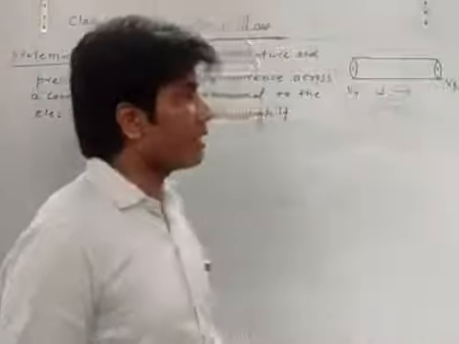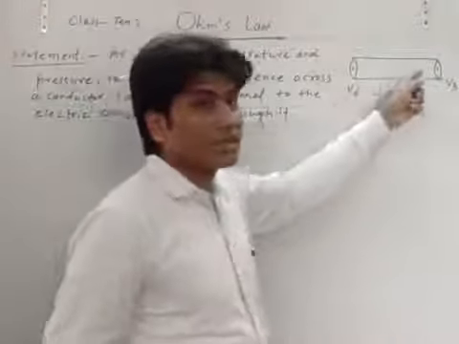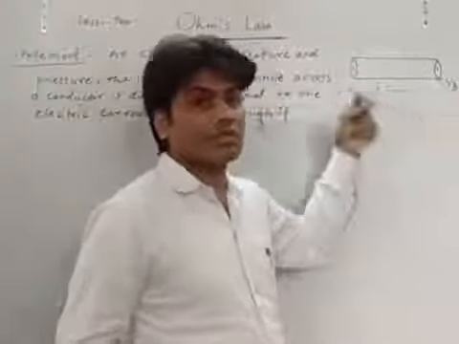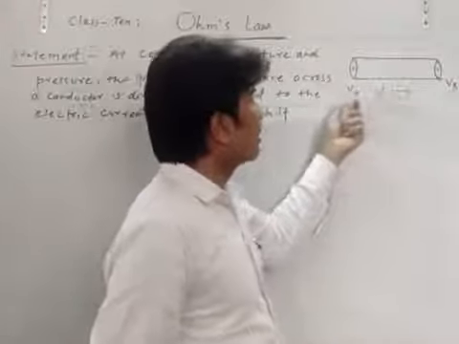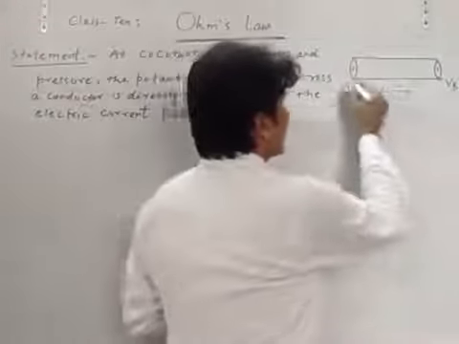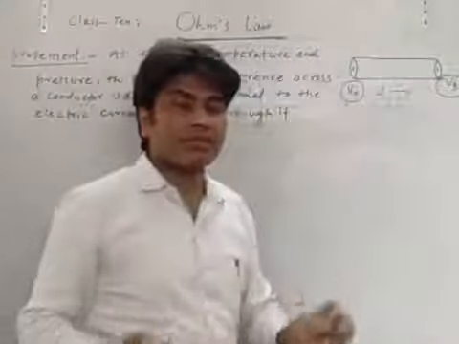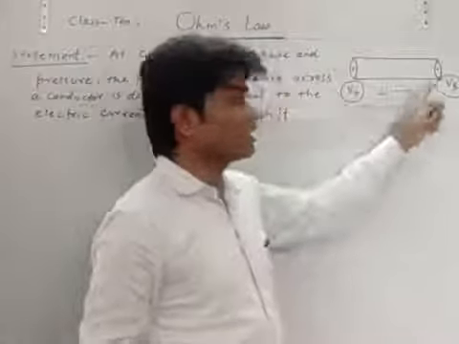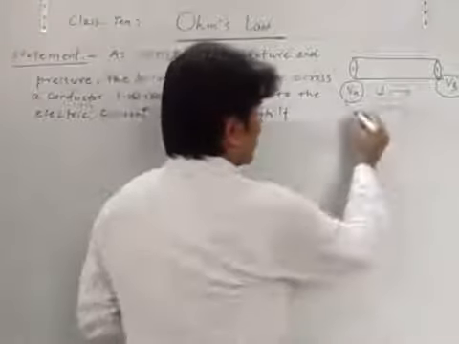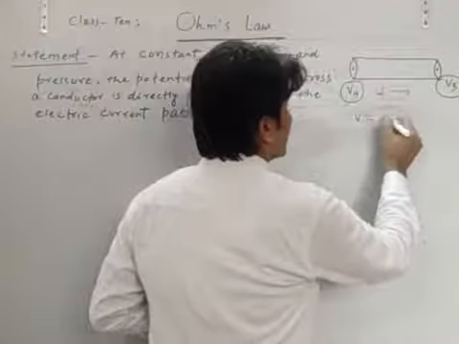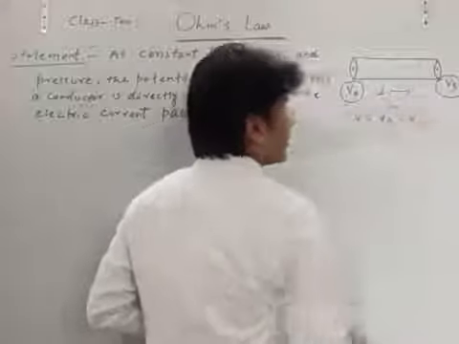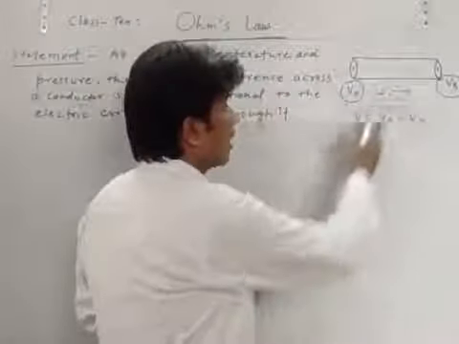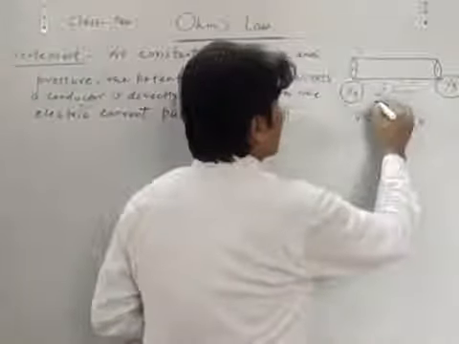So here it is given by, suppose there is a conductor and here two ends are VA and VB, and so potential at these two ends are indicated as VA and VB. So the potential difference across the conductor is given by the difference between the electric potential at two distinct points, and that is V equals to VA minus VB, and the electric current that flows through the wire or conductor is I.